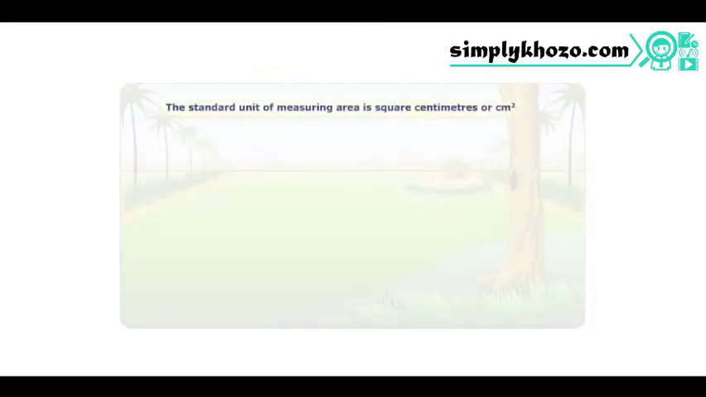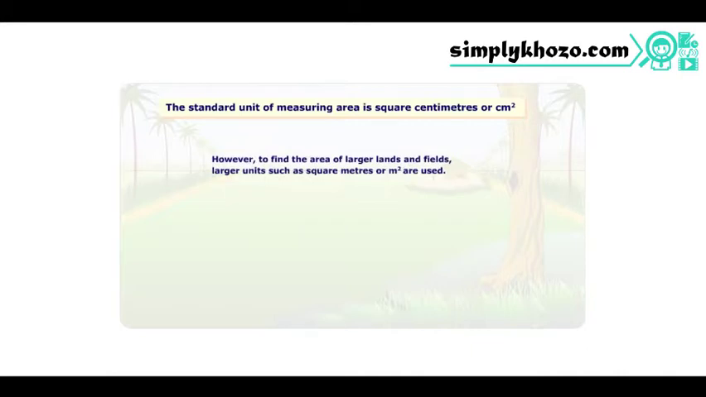The standard unit of measuring area is square centimeters. However, to find the area of larger lands and fields, larger units such as square meters are used. The process of finding the area or perimeter remains the same. Only you replace centimeters with meters and square centimeters with square meters.